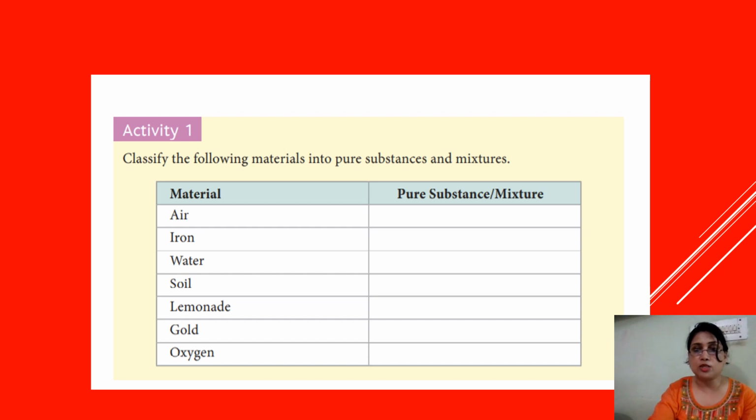This is the activity. On the basis of what you have studied, pure substance and mixture, you can well understand this. Air is a mixture, iron is a pure substance, water is a compound, that is a pure substance. Of course, water is a pure substance if there is no other mixture in it. Soil is a mixture, lemonade is a mixture, gold is an element, whereas oxygen too is. What is it? Tell me quickly. This is oxygen again. It is a pure substance.